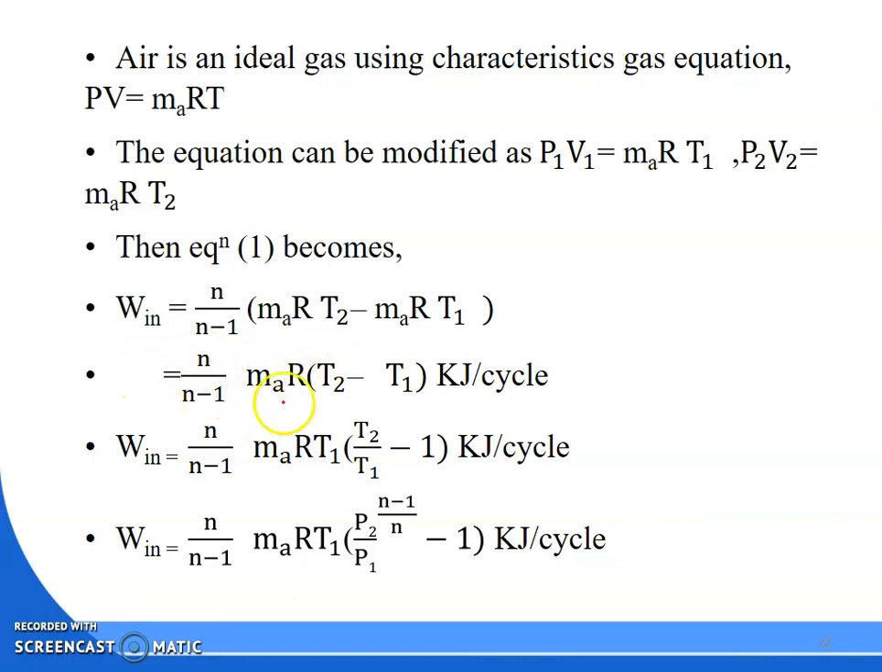n by (n minus 1) into mass of air into characteristic gas constant into (final temperature minus initial temperature), unit kilojoule per cycle. Then if you take T1 common, what is left is T2 by T1 minus 1. Since 1 to 2 is a polytropic process, what is the relationship between temperature and pressure? We know that T2 by T1 is equal to (P2 by P1) to the power (n minus 1) by n. So in place of T2 by T1 you can put (P2 by P1) to the power (n minus 1) by n, minus 1. That is the formula.